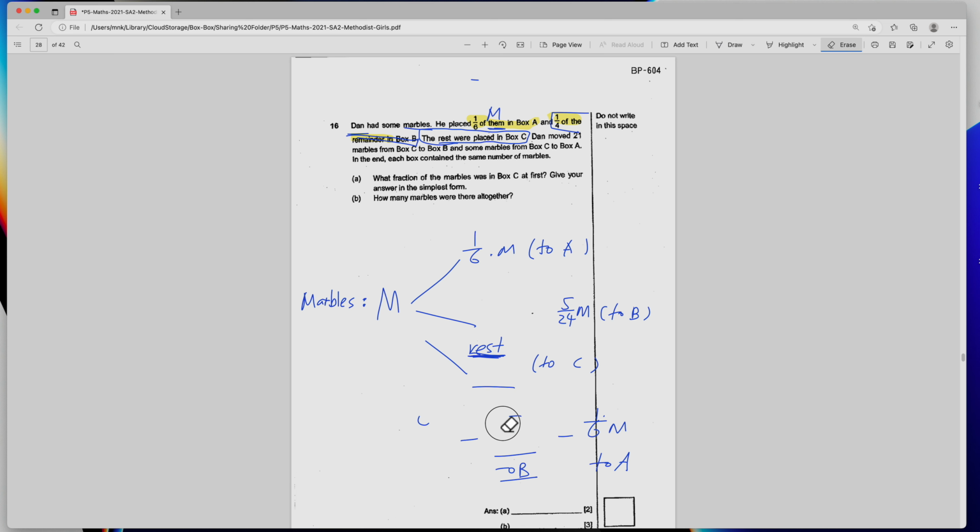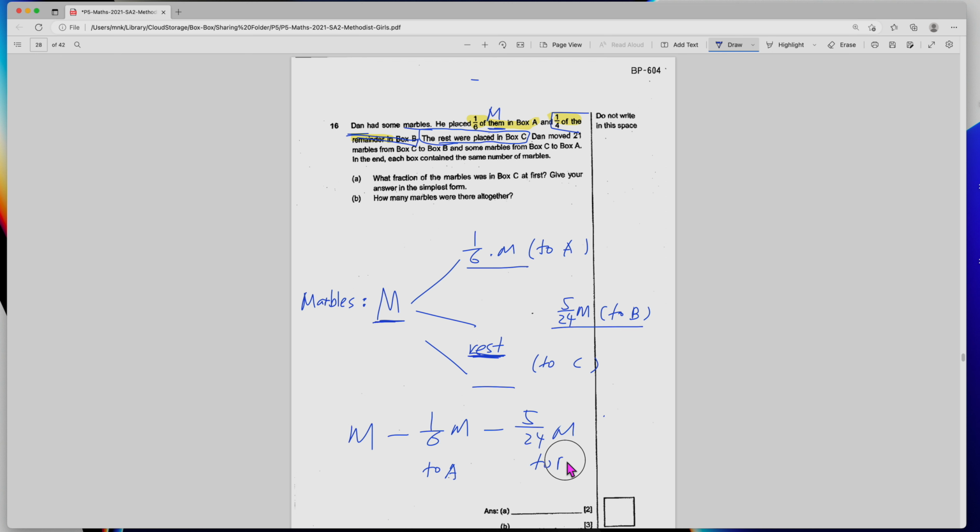All you need to do is, I hope you understand the meaning of this branch. What's the meaning of that is, you start with M, right? And you give away 1/6 to A, you give away 5/24M to B, so the rest is, you just start with M, you minus the 2A, right? And then you minus the 2B. And this will give you the rest. Okay? So when you have M means 1M.